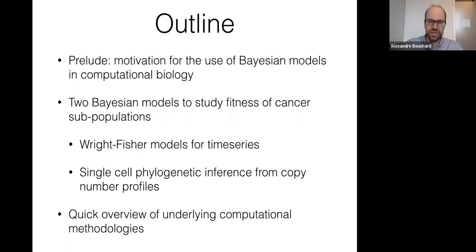Outline of what I'm planning to cover today. So first, I will give you motivation for the use of Bayesian methods in computational biology, broadly speaking. And then I will cover two Bayesian models to study fitness of cancer subpopulations. The first one is a Wright-Fisher model for time series, and the second one is a model for single-cell phylogenetic inference from copy number profiles.